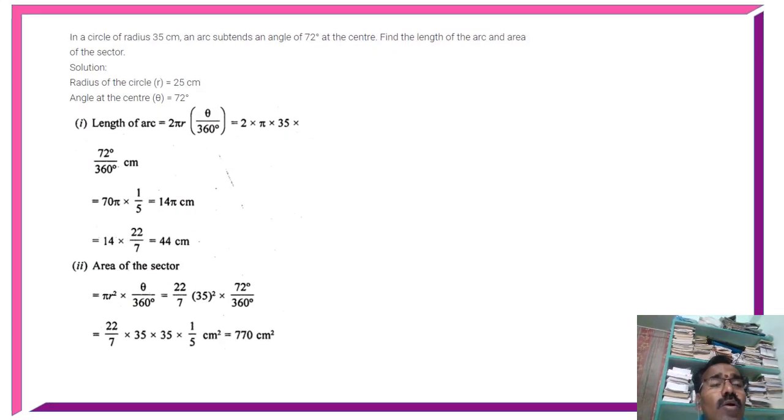Let us discuss another model. The angle in a circle of given radius: an arc subtends 72 degrees at the center. Find the length of the arc and the area of the sector.